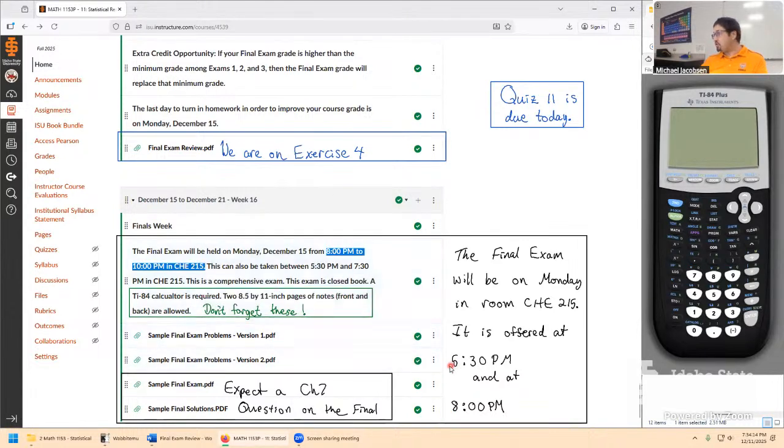I've requested an additional time. You're allowed to show up at 5:30 as well in this same exact room. So if you feel like you're going to work better at that hour, or if it just fits in your schedule better, I'll be available at that time for the final.